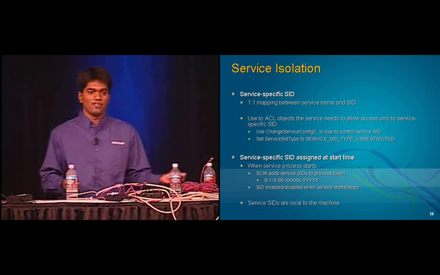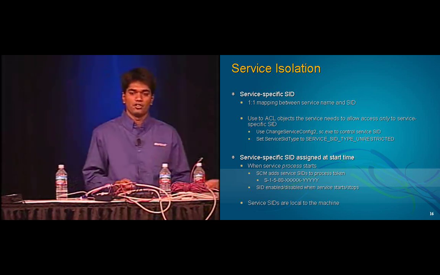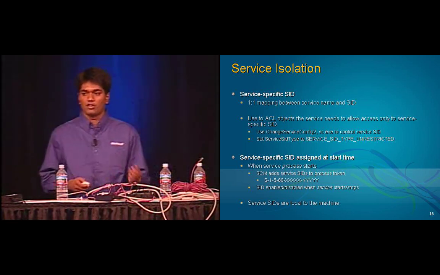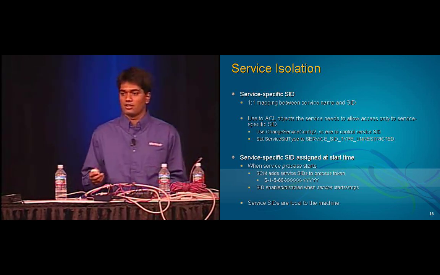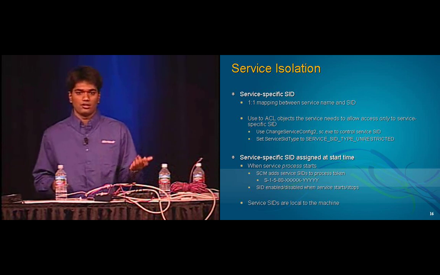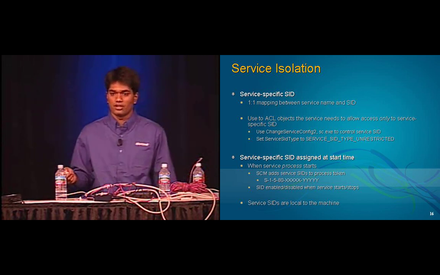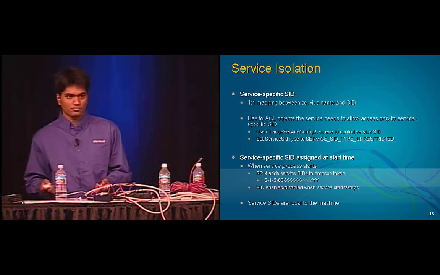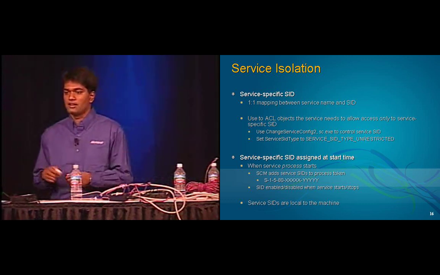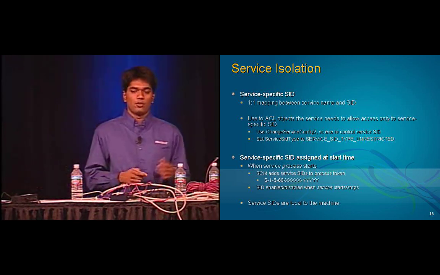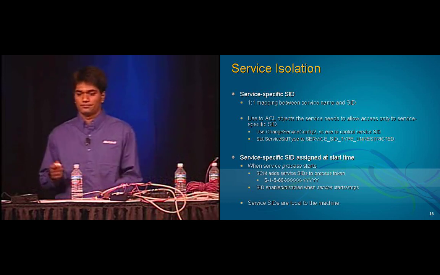Service SIDs, as with privilege stripping, you can opt into this feature by making a small configuration change. And once you do that, when SCM starts your service, it'll add the SID specific to your service to the process token. You can use the same SID using any of the lookup APIs and ACL your resources to allow only that service to access those.